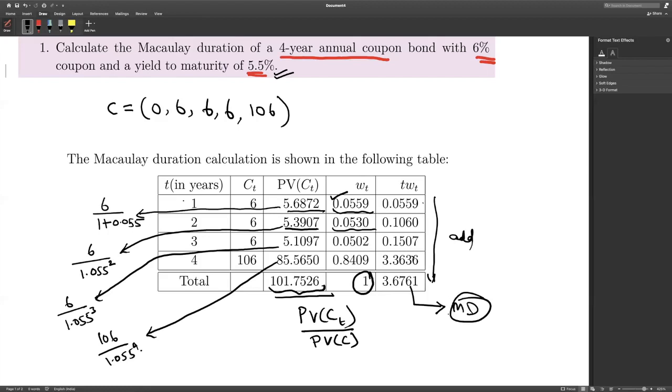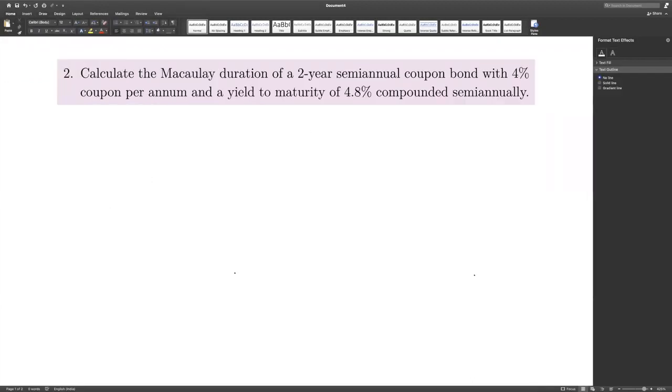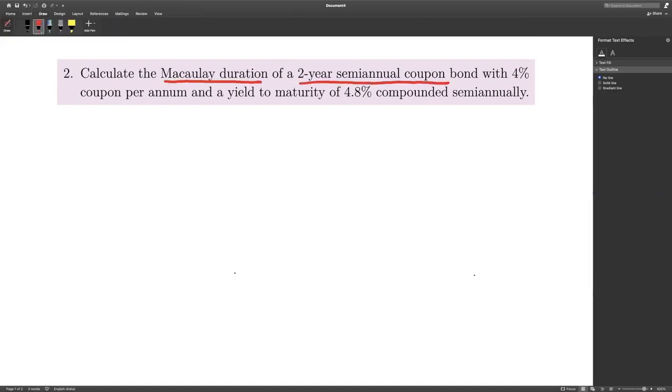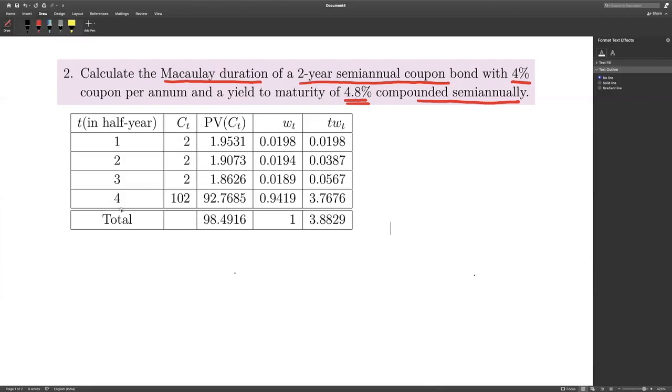The second part of the problem can be done in a similar way. The second part asks us to find the Macaulay duration of a 2-year semi-annual coupon bond, with 4% as the coupon rate and yield as 4.8%, compounded semi-annually. So either you can calculate semi-annually, or you can calculate with T equal to 1, 2, 3, 4, like how I have done here, and you can find it. And finally, the Macaulay duration, which you get like this, will be divided by 2.